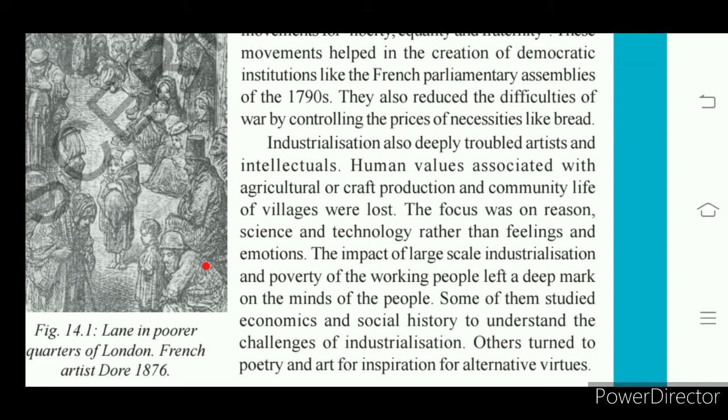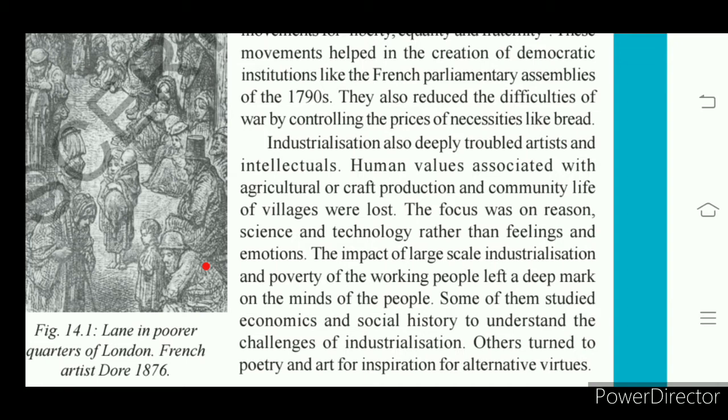And some of the writers went for studying this kind of economy where industrialization was going on, in which they gave importance only to production. So where will it come to an end? How to get a solution to the problems of the workers in industries, right? And how is the society in industrialization? To understand all these things, some went for studying the industrialized economy and the social history. They wanted to study the challenges coming from industrialization.